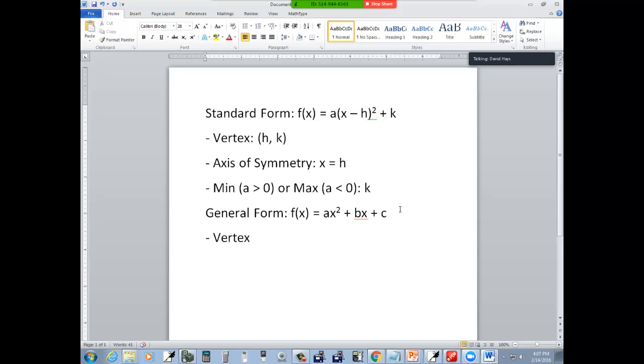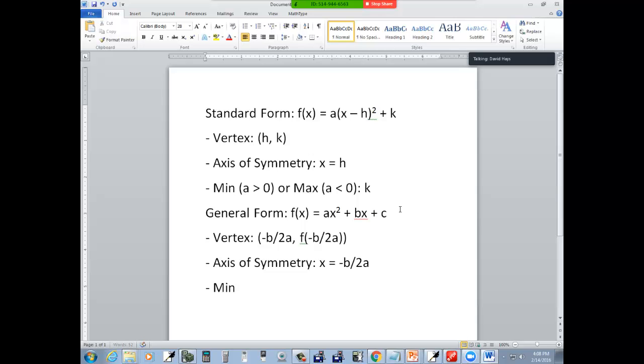And for here, your vertex would be negative b over 2a. That all of the 2a should be in the denominator. And f of negative b over 2a. That's what kind of threw me, Professor, the f of negative b over 2a. So you solve for negative b over 2a and then you plug it into the formula? Right. Then the axis of symmetry will be x is equal to negative b over 2a.